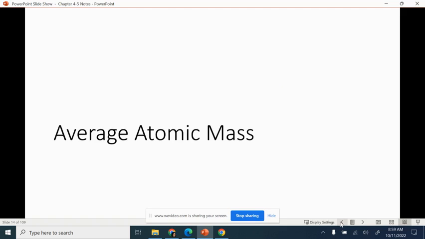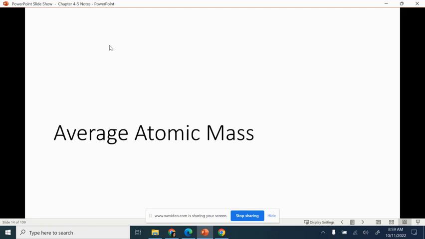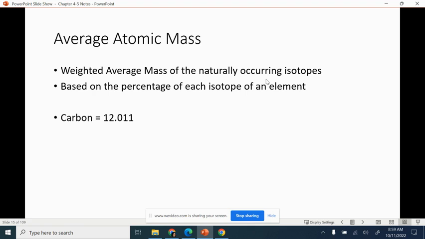If you notice on your periodic table, you don't have a whole number for mass as opposed to here where you had a whole number for mass. If you look at copper, for example, number 29, the mass on there rounded to the tenth place is going to be 63.5. The mass on your periodic table is an average atomic mass weighted by the abundance of the different isotopes.